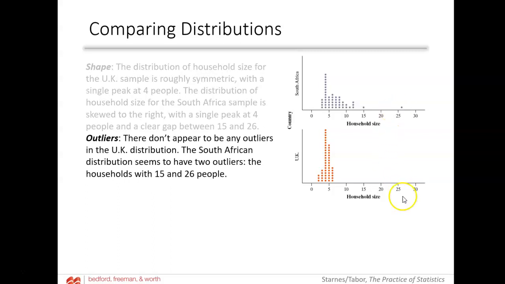Now, as far as outliers, there don't appear to be any outliers in the UK distribution, but in the South African distribution, there appears to be, and then this might confuse you if you called the 15 an outlier. At the very least, I think we can all agree that 26 is an outlier. 15 is probably an outlier, but again, that's why we use that language that says there appears to be. So there appears to be some outliers at 15 and 26 people for the South African distribution.